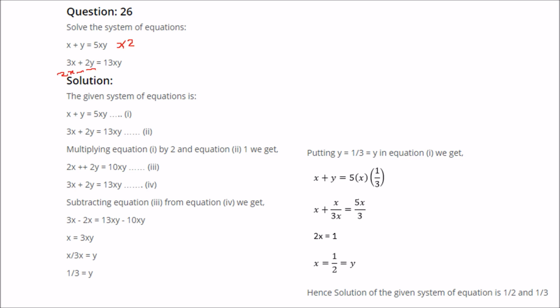You get 2x plus 2y equal to 10xy. Now just subtract them. So this gets cancelled. 3 minus 2 is 1, so x, and 13 minus 10 is 3xy. x gets cancelled, y will be equal to 1 by 3. Now put y equal to 1 by 3 in any of these equations, you get x equal to half. So x is half and y is 1 by 3.